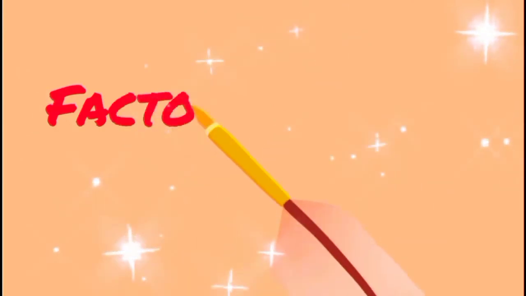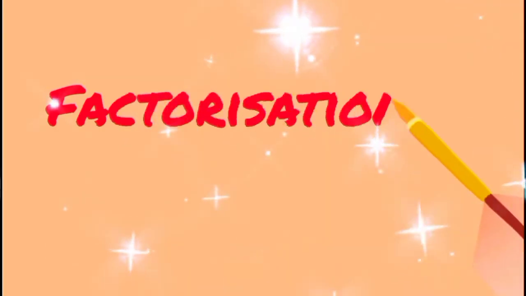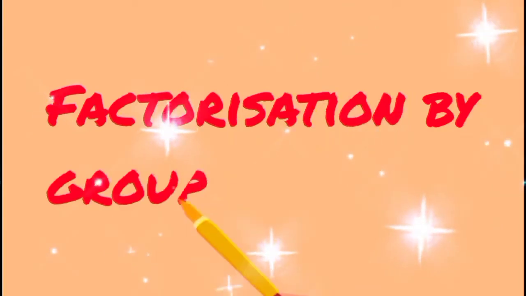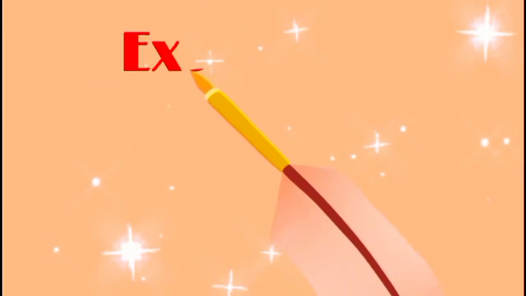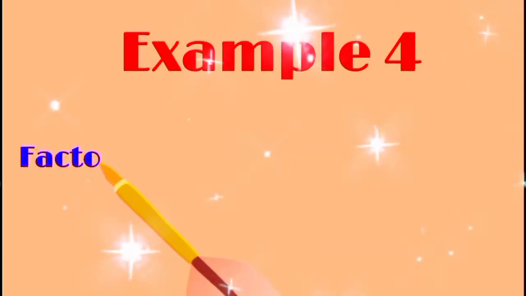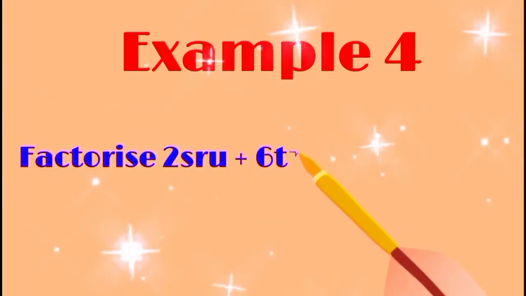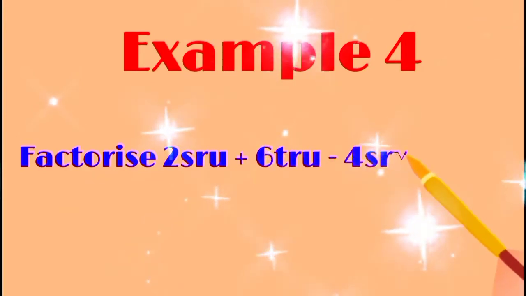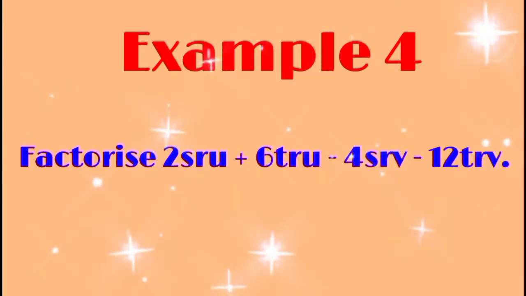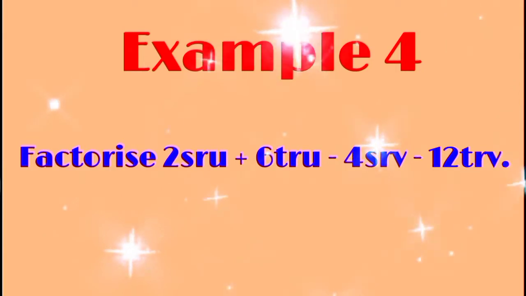Now, another method we can use in factorization is factorization by grouping. What did I say? Factorization by grouping. Here, your main emphasis is to group before you factorize. So let's take a look at this example. Example 4. It says factorize 2sru plus 6tru minus 4srv minus 12trv.